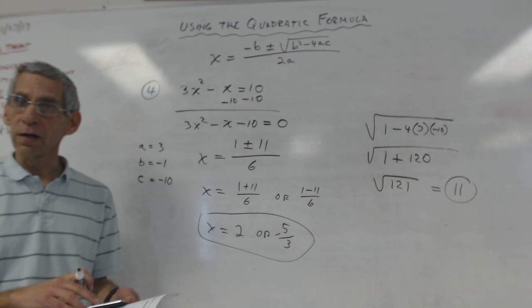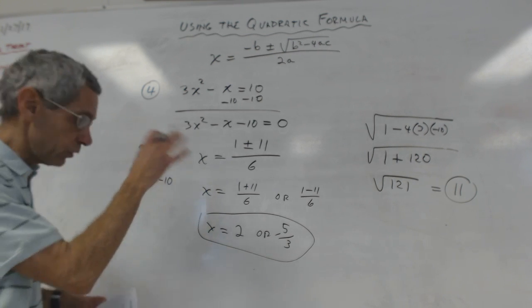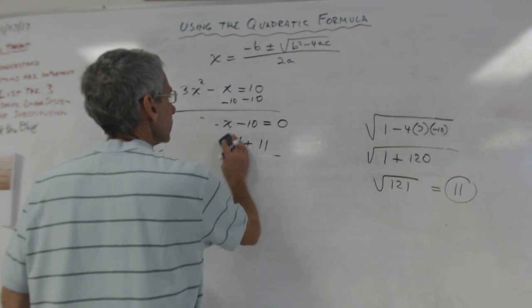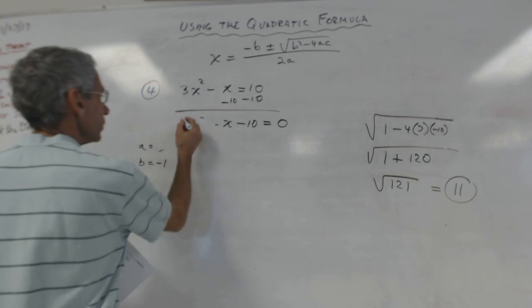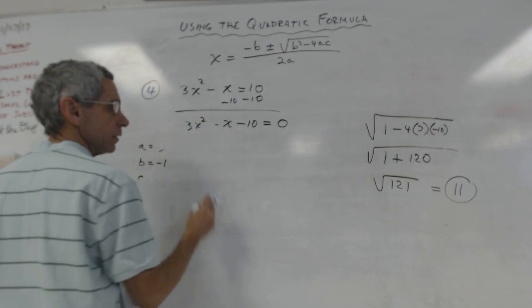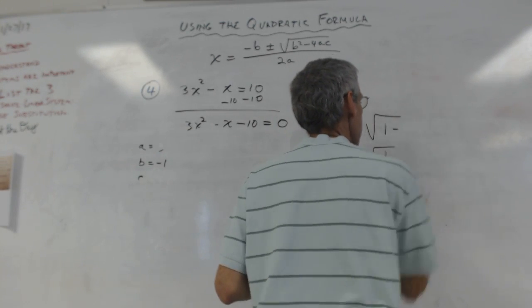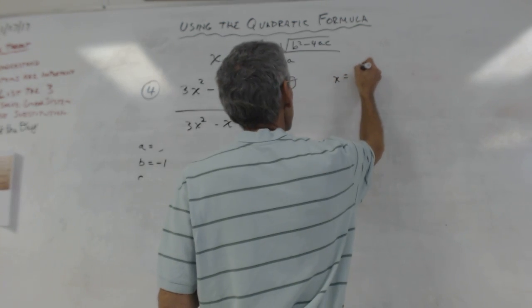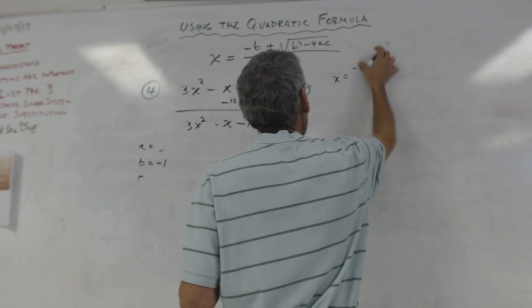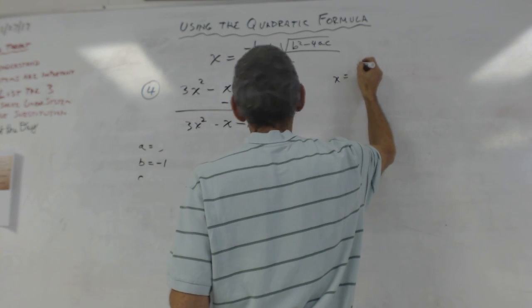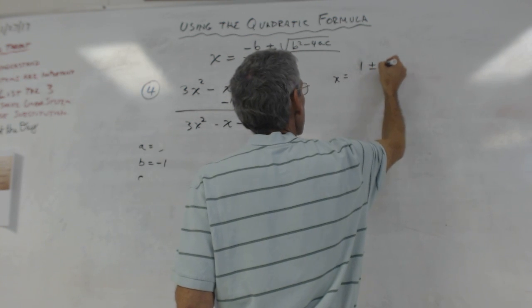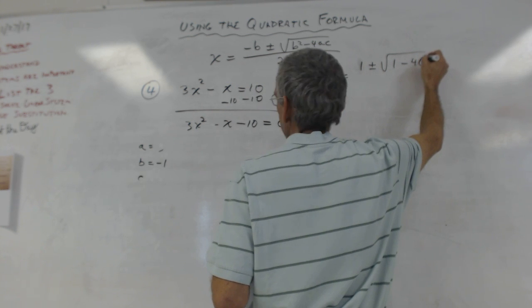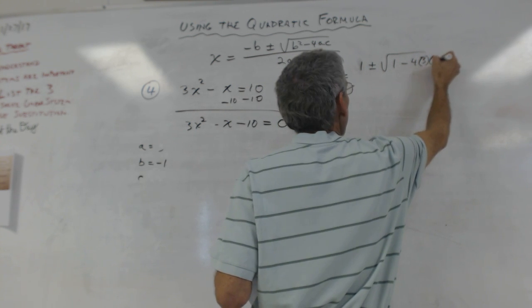See how quick and easy they are when you do this method? Now, if you didn't do this method, I'm just going to show you really fast what it's going to look like, okay? 3x squared. If you didn't use this method, and you chose to just plug it all in, here we go. X is equal to negative b, I mean negative 1, which is positive 1, plus or minus the square root of 1 minus 4 times 3 times negative 10.